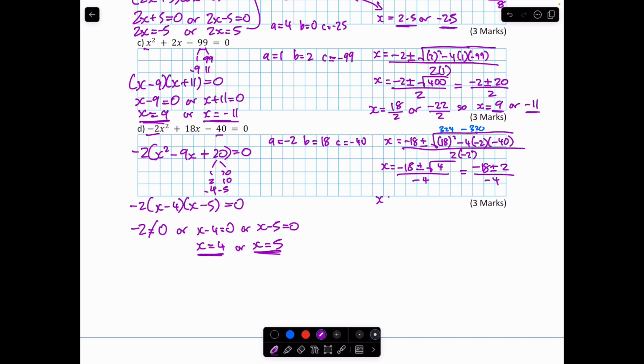So you have negative 18 plus 2 is negative 16 over negative 4. Or negative 18 take 2, negative 20 over negative 4. So x is going to be 4 or 5.